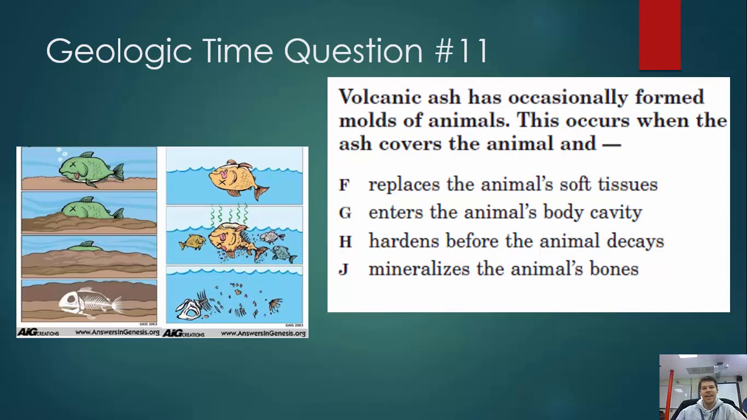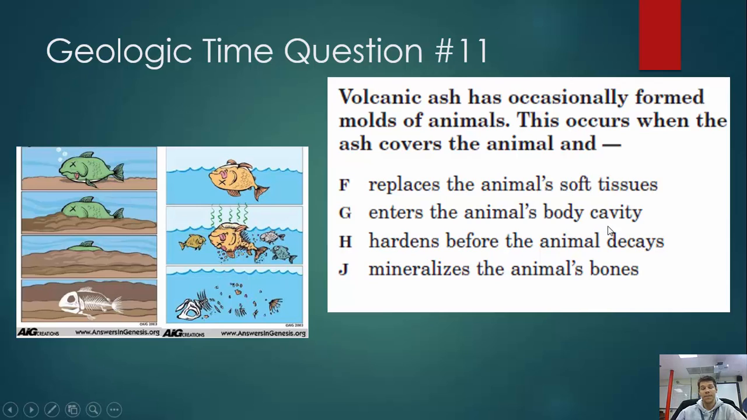Volcanic ash has occasionally formed molds of animals. This occurs when the ash covers the animal, and so a mold of an animal would be like a fossil of an animal. So which one of these four choices best explains this phenomenon? This occurs when the ash covers the animal and replaces the animal's soft tissues. Okay, not a terrible choice. Enters the animal's body cavity.